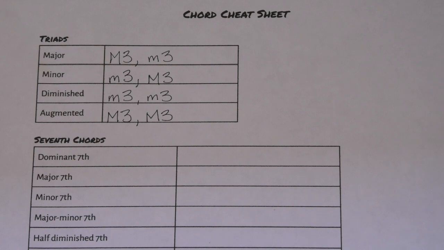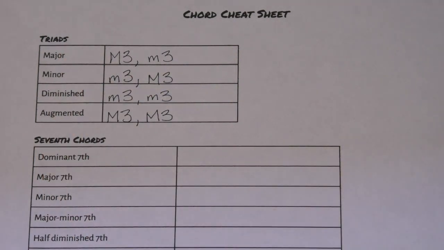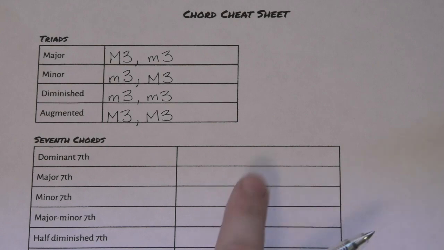Okay, so everyone pull out your handy dandy cheat sheet here for chords. We're gonna add our 7th chord information this week. So last week we did our 4 types of triads. We're gonna fill in some of the common types of 7th chords here on this next section.